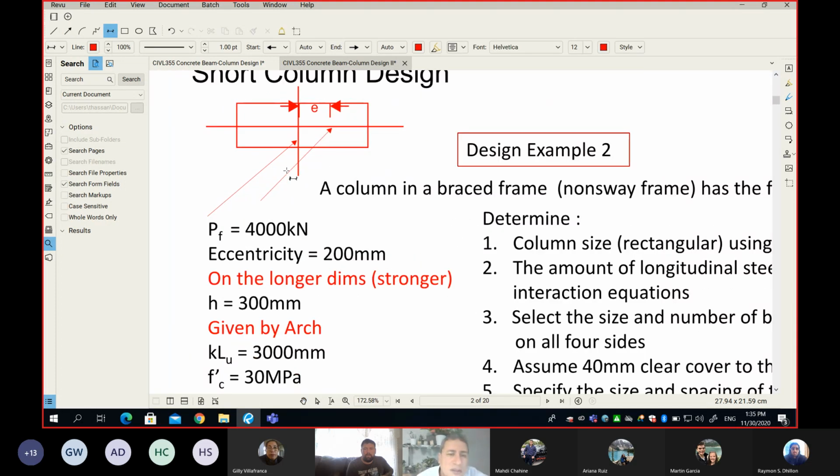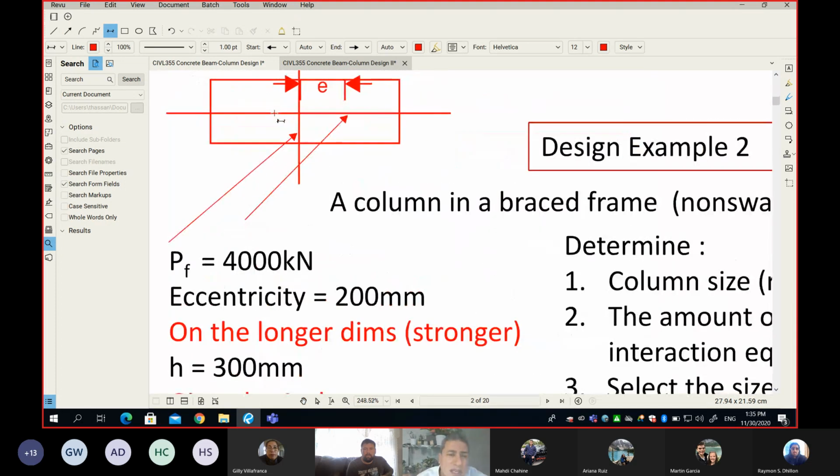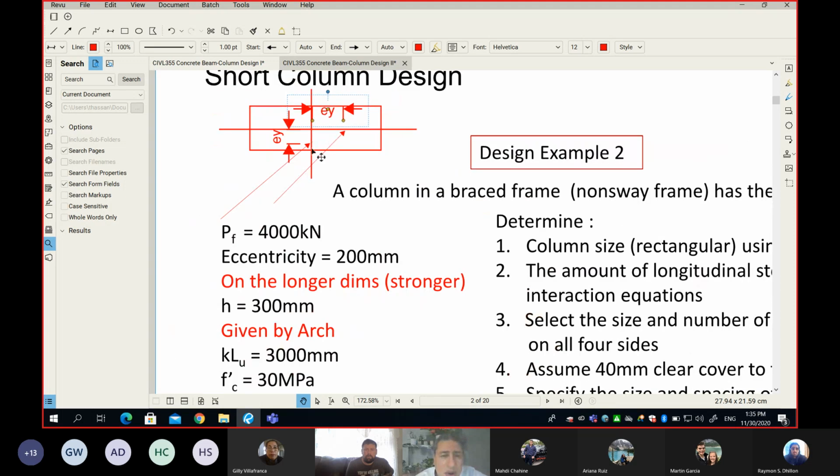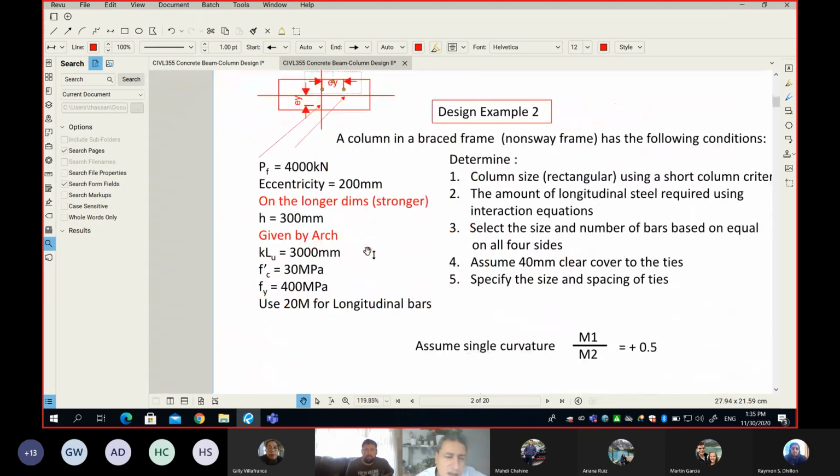My eccentricity, I'll zoom in. So my eccentricity will be from this point to this point here. So the eccentricity can be along the X direction, or it can be along the Y direction. So here in this example, I made it along the strong axis. The strong axis is the longest, 200 mil.